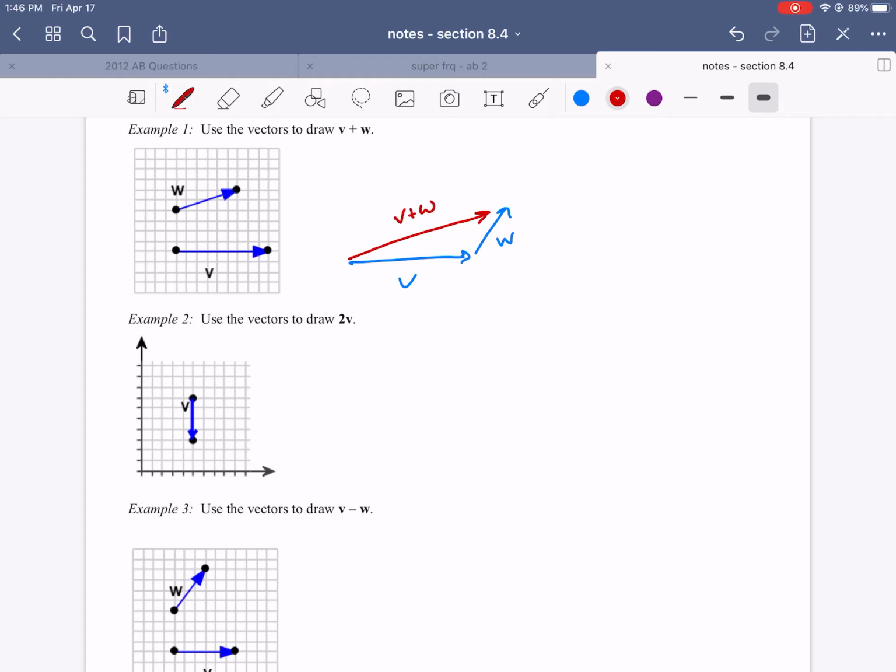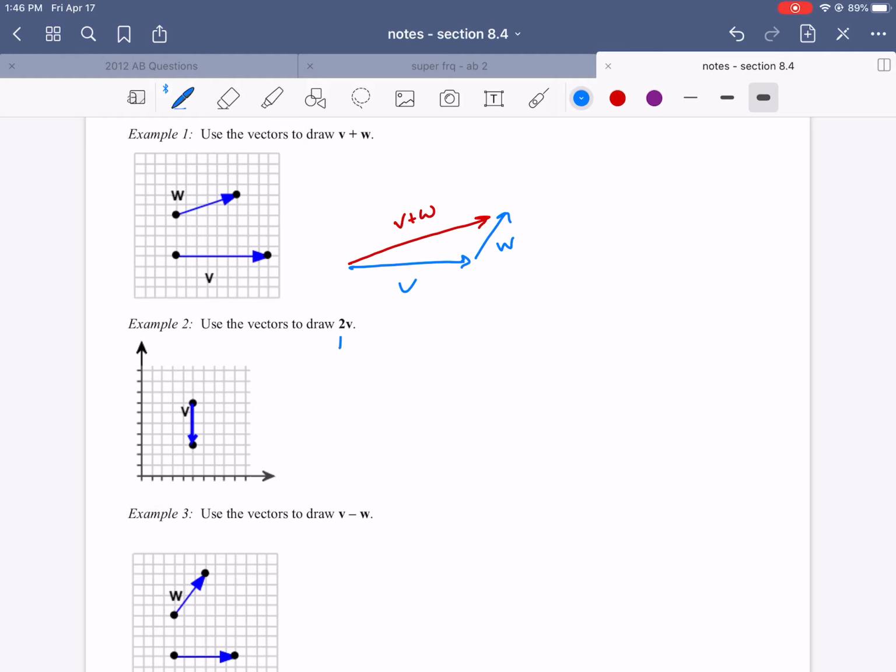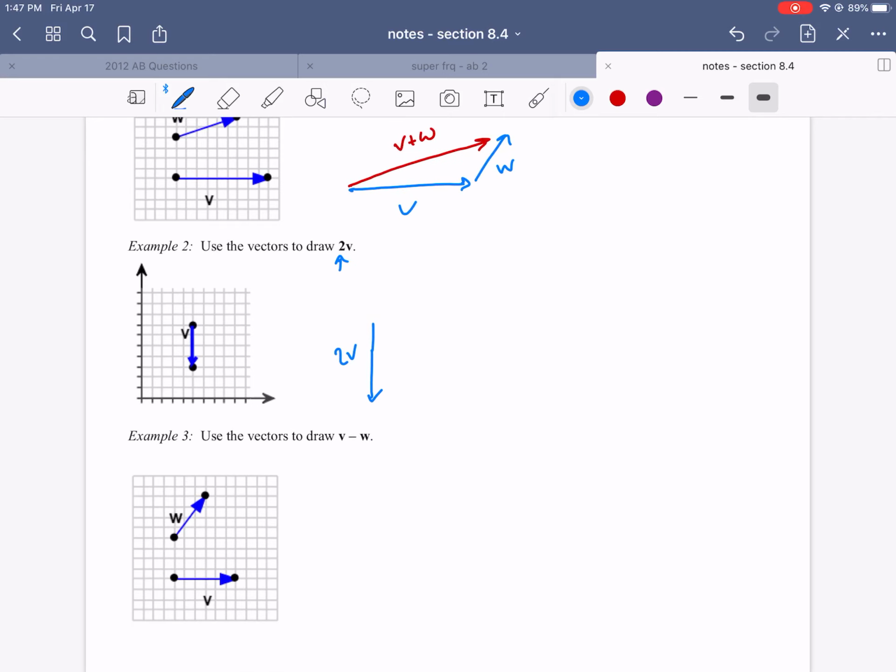Okay, example 2, we want to use the vectors to draw 2v, and so what that 2 does in front of the v is it just changes the magnitude of vector v. It does not change the direction, so 2v is still going to point in the downward direction, but it's going to be twice as long as vector v is. And so 2v will be however long v is and then double it, and that's how we'll get the vector 2v.